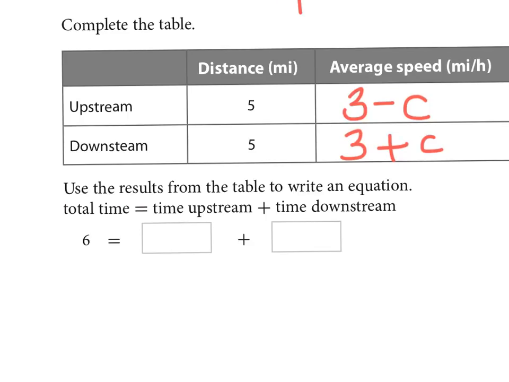Since my total time was 6, that means that 6 is going to equal 5 divided by 3 minus C, so my upstream time, plus my downstream time. So 5 divided by 3 plus C. So this is my equation that I need to solve.